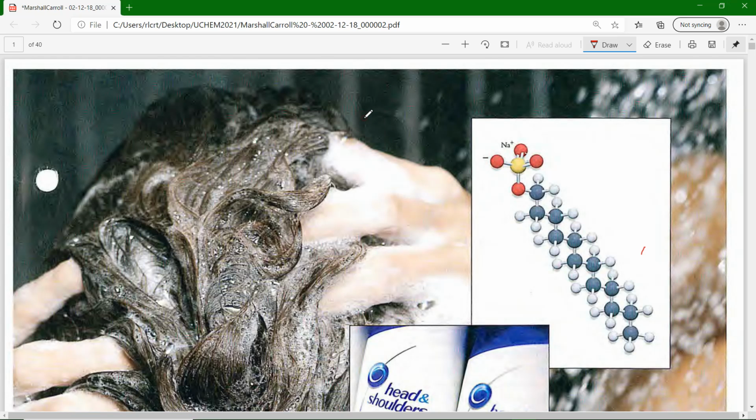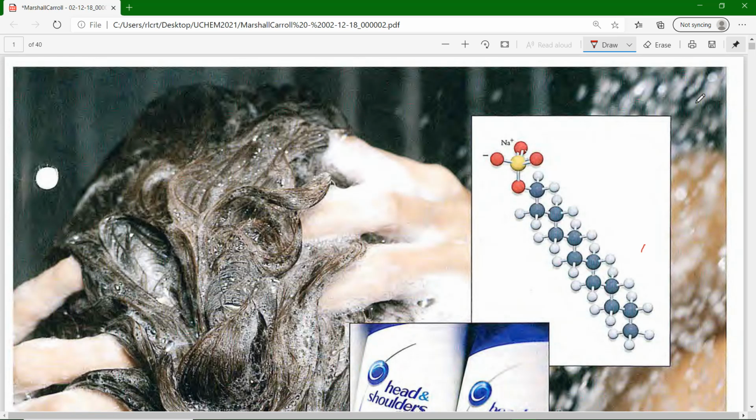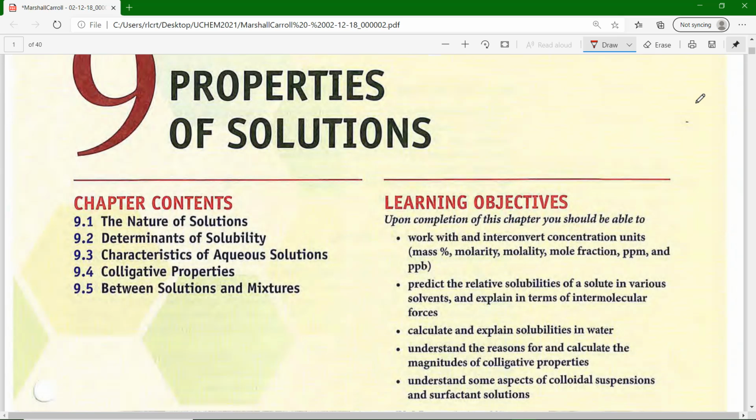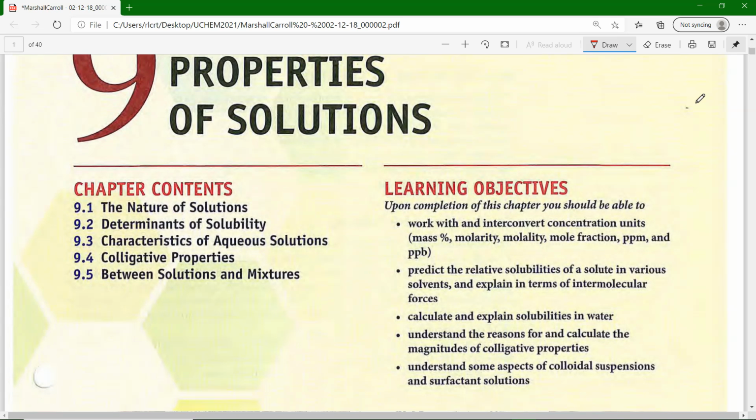University Chemistry 1111, UChem 42U is the other designation. We are looking at the first lecture in the last chapter of Chem 1111, Chapter 9, all about solutions. Recall that we have looked at gases, liquids, solids. Now we're going to mix them up and talk about the nature of solutions, solubility determinants, characteristics of aqueous solutions, colligative properties, and a little bit more about the difference between solutions and mixtures.